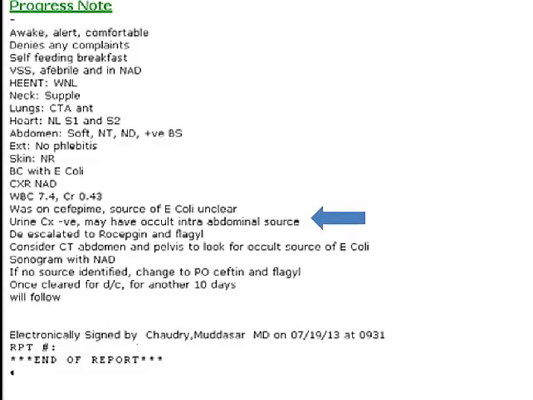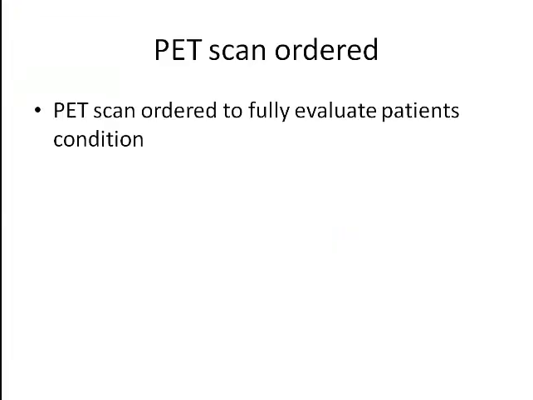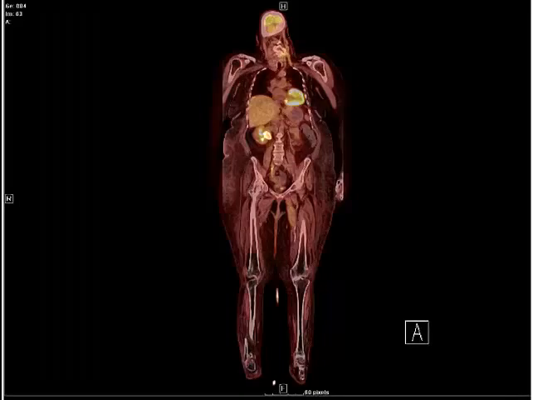The infectious disease doctor, this is his note, Dr. Chaudhry, felt like there was an occult source somewhere in the abdomen, but we just couldn't figure out where. So a PET scan was ordered to fully evaluate. And this is her. I showed this lady's picture yesterday. It's one good thing about the newer equipment. I believe she is a 165-kilo female.